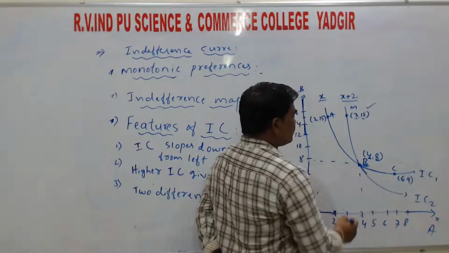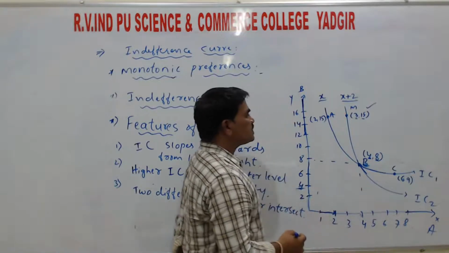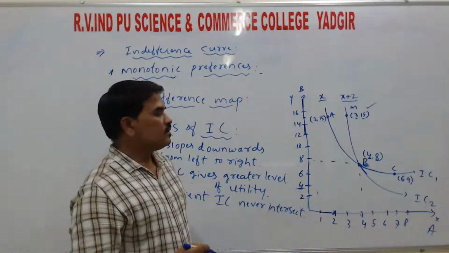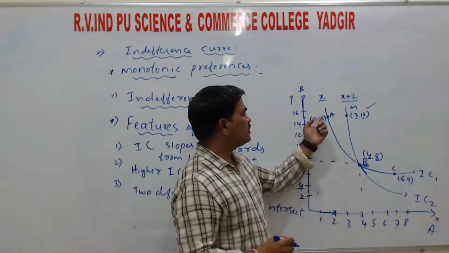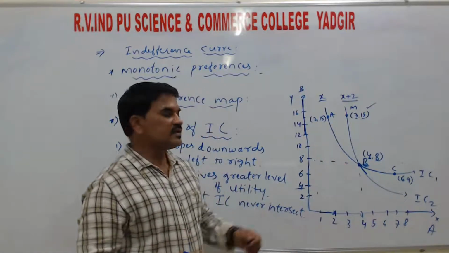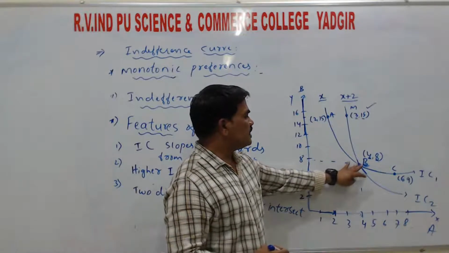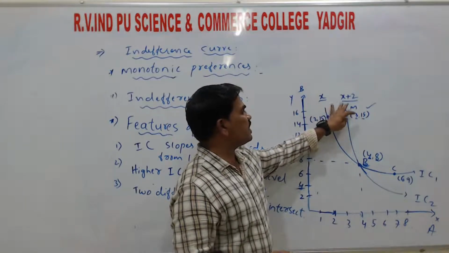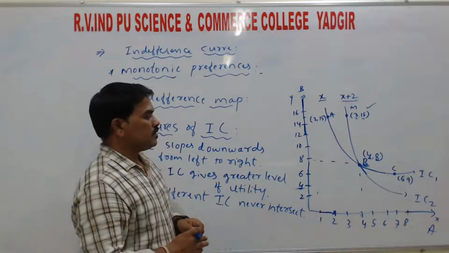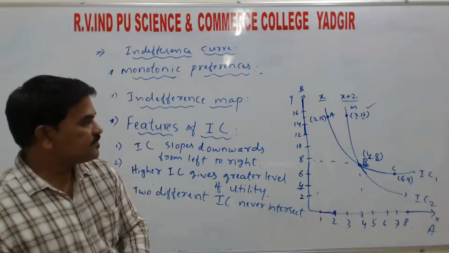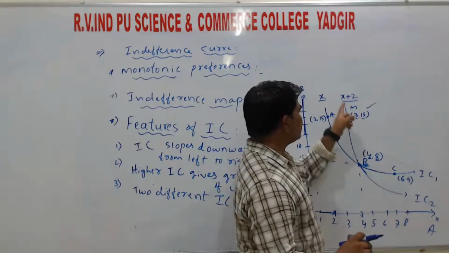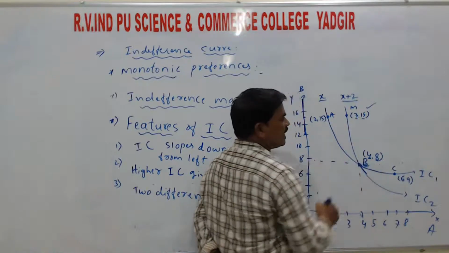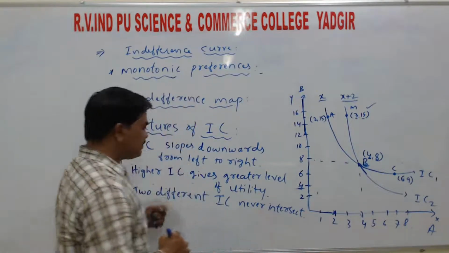So at this point, what is his utility? X or X plus 2. Correct? We can't get a clear result here. This is contradictory. It means on this curve, we can't say whether he is getting X satisfaction or X plus 2. That is why, as we know, all the points give the same satisfaction level, we can say these curves never intersect each other. That is the third feature.